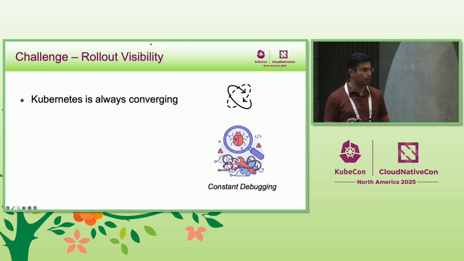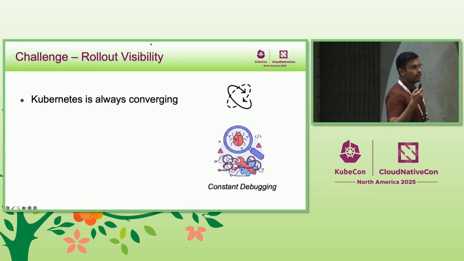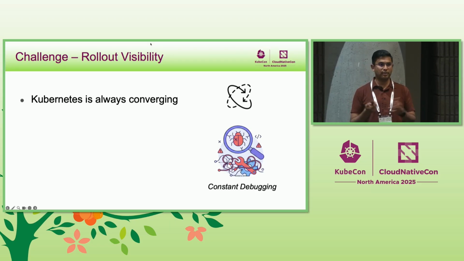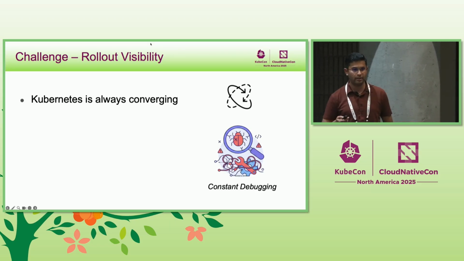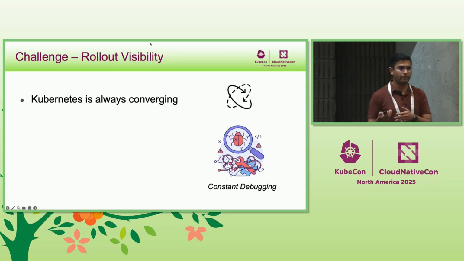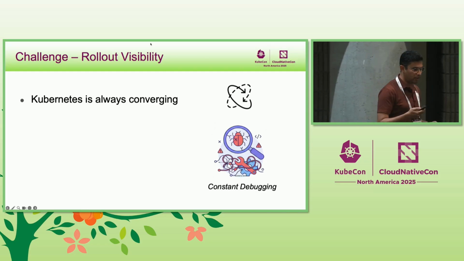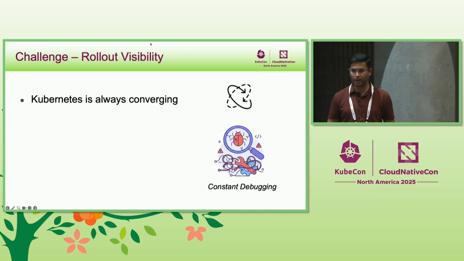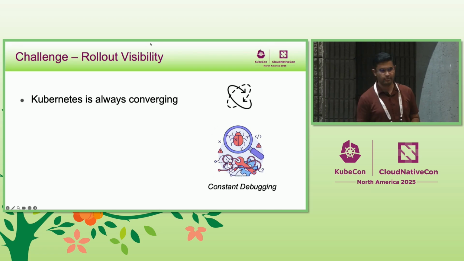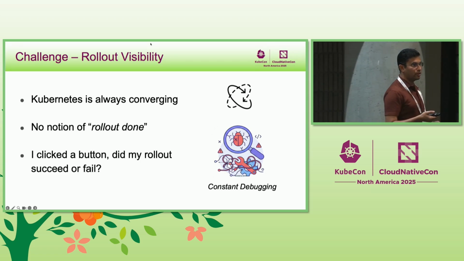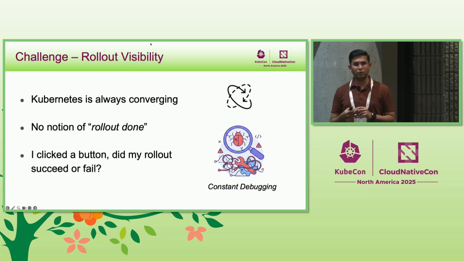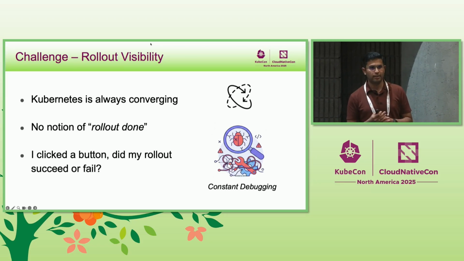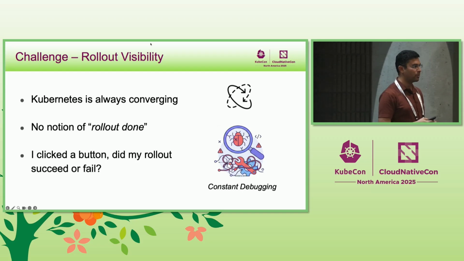When you enter the world of Kubernetes, Kubernetes is always converging. Answering these questions becomes a bit trickier because Kubernetes is declarative and always converging. That means when you change the desired state, it is going to continuously reconcile forever until that desired state is met. This translates into the fact that there is no native notion of, hey, a rollout is done. This is the final state or a terminal state that you can take a next step forward from here.